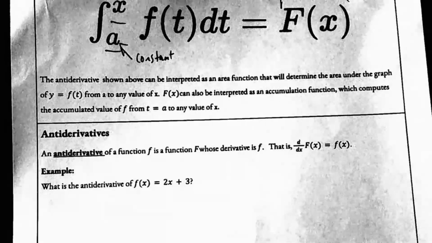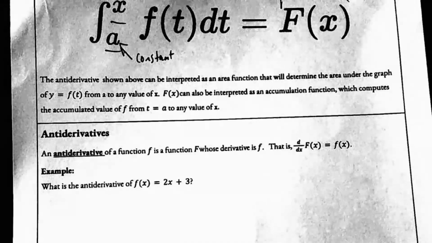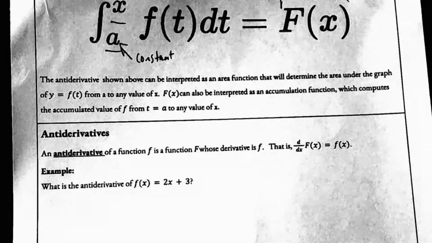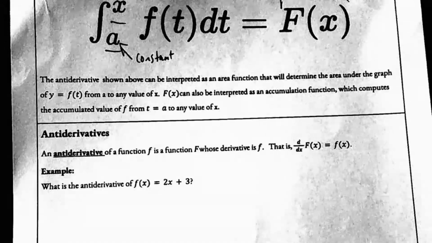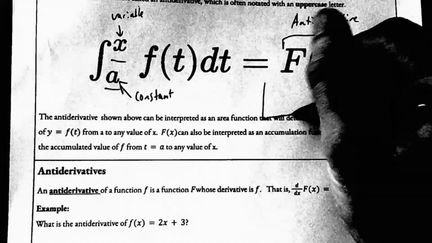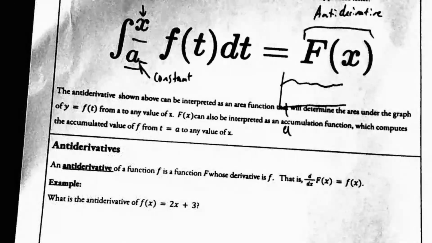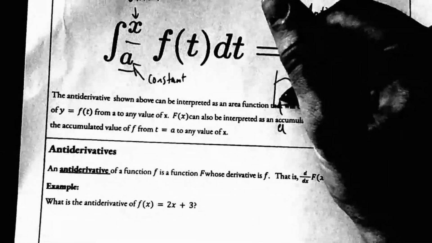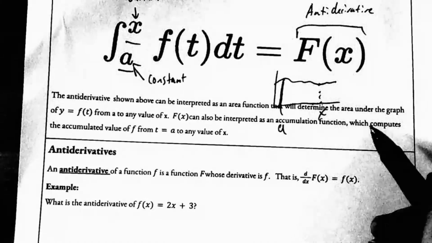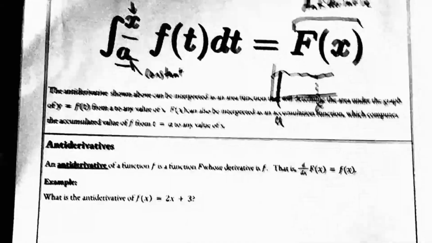Capital F of x, or the antiderivative, can also be interpreted as an accumulation function, which computes an accumulated value of f from t equals a to any value of x. The analogy that is helpful is to think of this as like you're painting underneath a curve. You have that a that you begin with, and then you have a shifting x. So the x is moving about, and depending on how far I want x to be, I can find that area. And that's what this gives me.